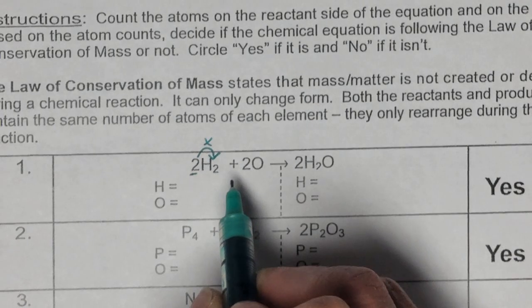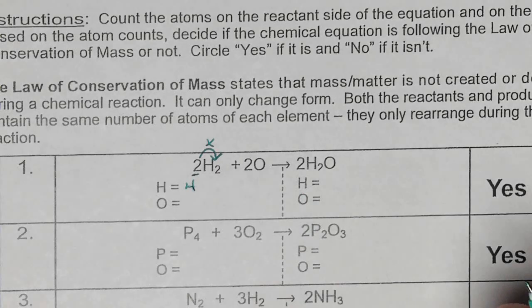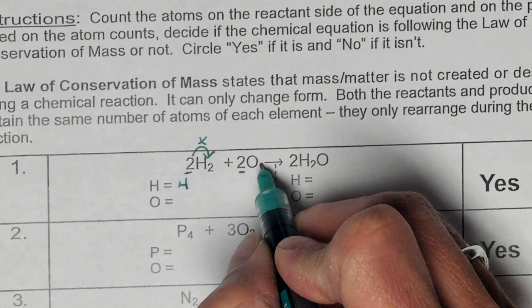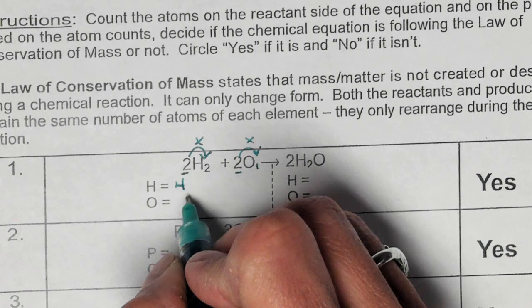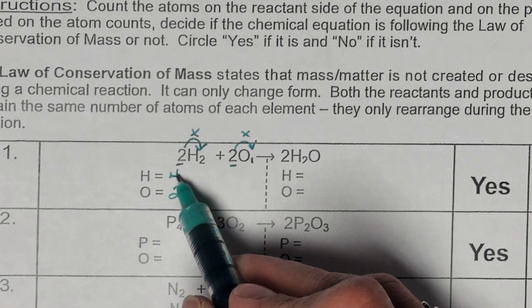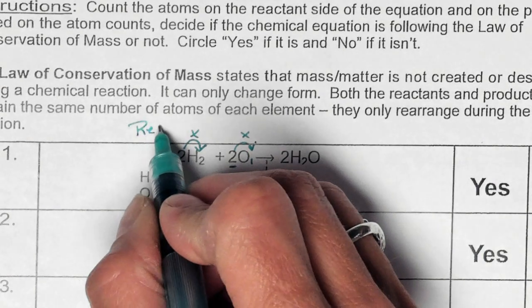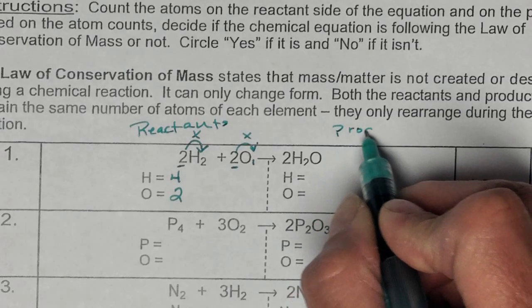So when I have 2 times 2, that hydrogen has 4. This oxygen has its own coefficient. There's an understood 1 there, so 2 times 1 is 2. So I have 4 hydrogen and 2 oxygen on the reactant side. Remember, this is your reactants, and these are your products.